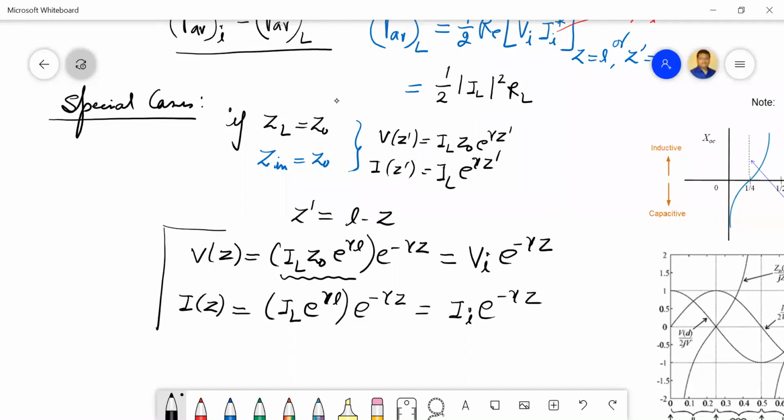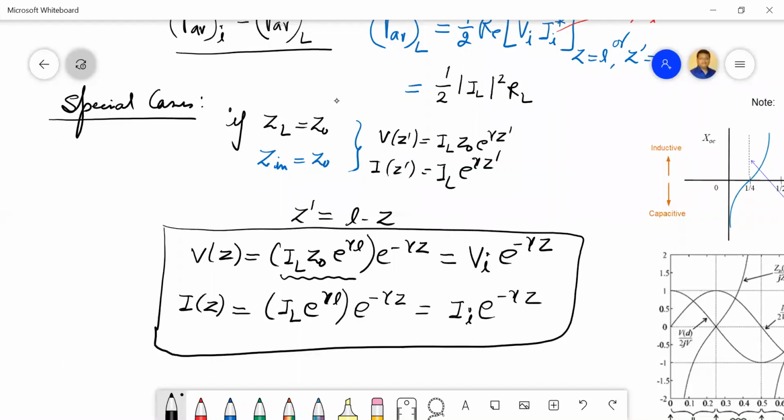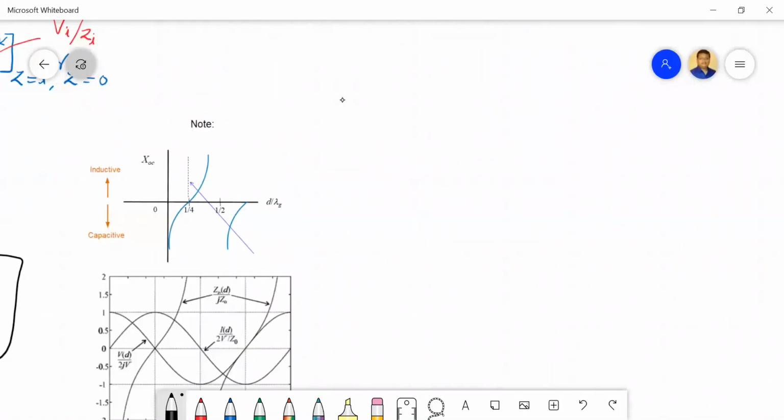Okay, so this is a somewhat important relation, and we can directly recall these things when we have the situation ZL equal to Z naught. So you can find the voltage and current distribution over the transmission line. Now I'm going to start one of the very important things, and it will be really very useful for you.